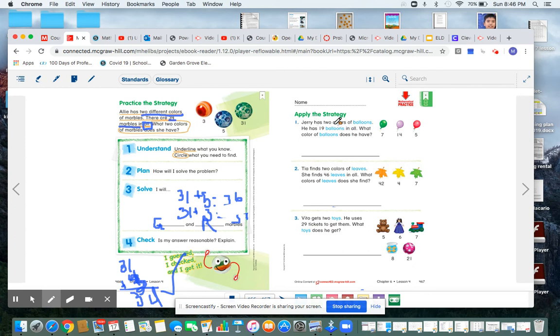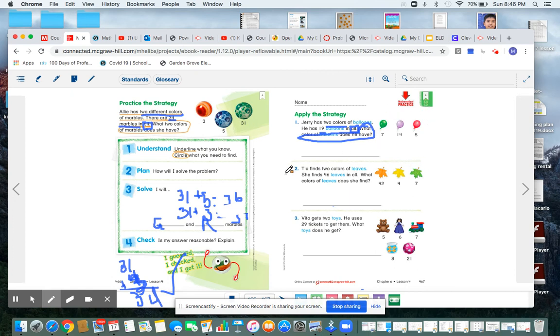So Jerry has 2 colors of balloons. So that's important. He has 19 balloons in all. All means the answer is the total. And what color balloon does he have? That is the question. So I'm going to box that or circle that. So you need to make sure you solve for this problem.